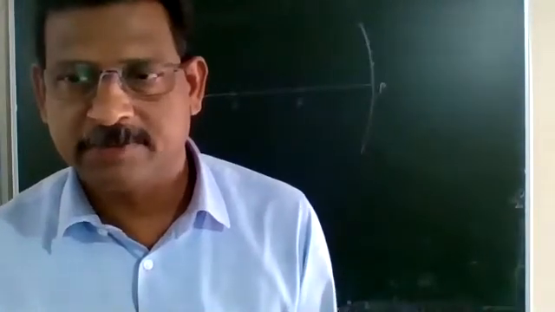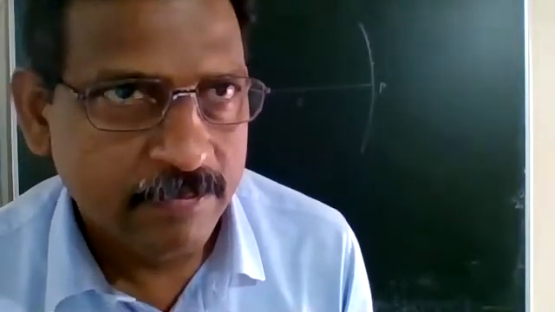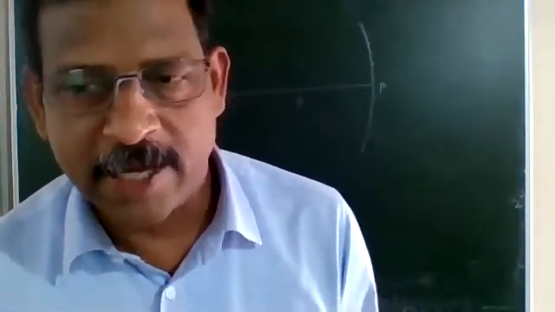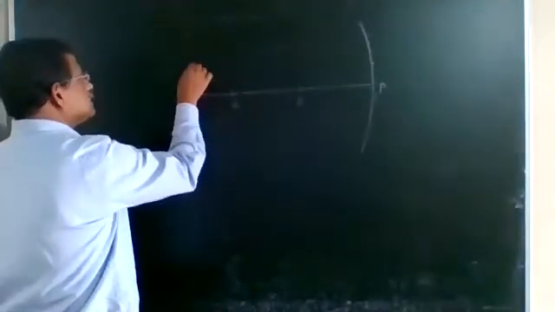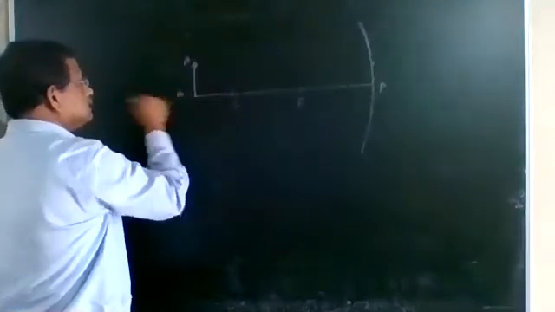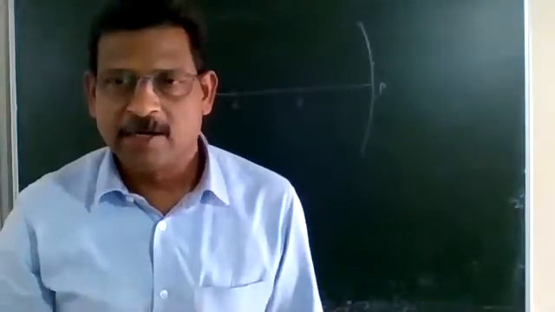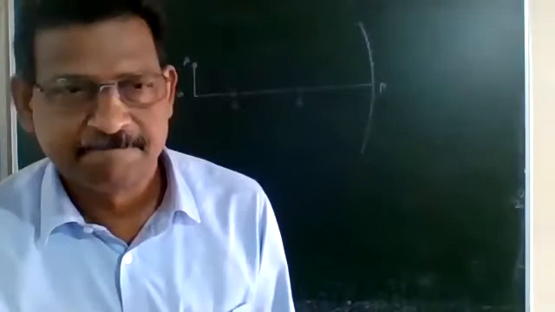The question passes to Mohammed. The image is formed between C and F, and the nature of the image is real, inverted and diminished. Okay, so the diagram we have seen last class. AB is your object. What are the three rays to be considered? Angel Vijayan.